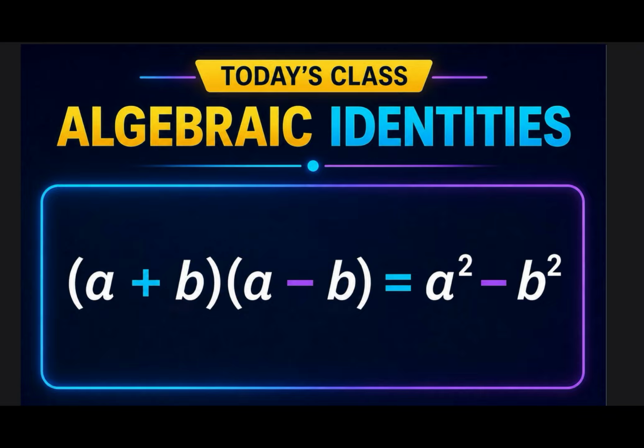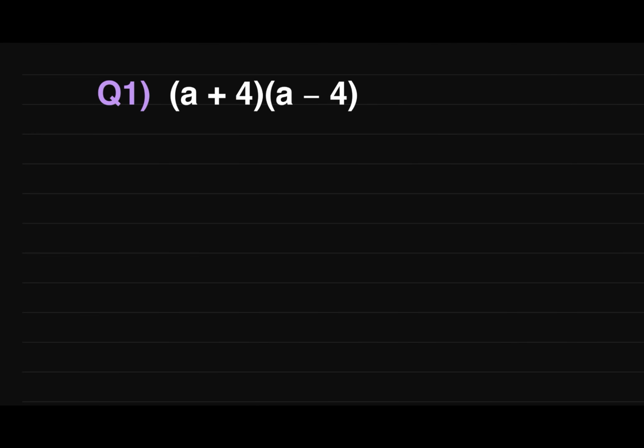Similarly for b also. And the third thing is, one has to have a plus sign and one has to have a minus sign. Now that doesn't matter whether plus is first or minus is first. One has to be plus, one has to be minus, so it can also be in this order. Let us see what we have. Okay, we have a plus 4, a minus 4.